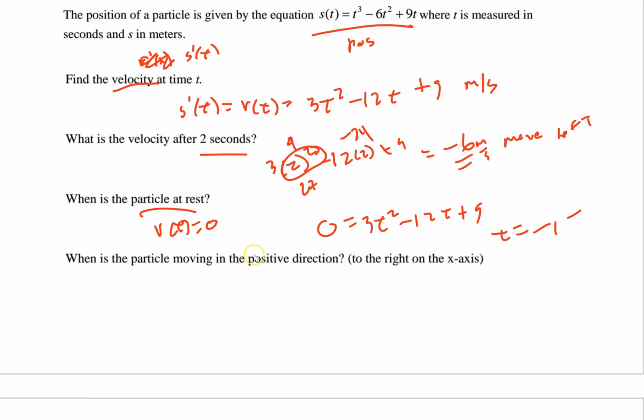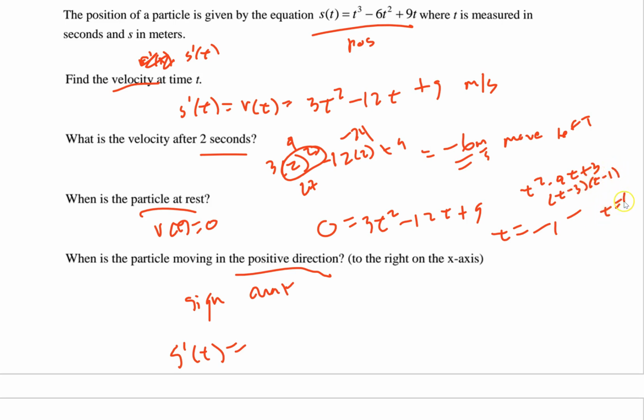When is the particle moving in a positive direction? This is a sign chart. So how do we get a sign chart? Well, we set the derivative equal to 0 like we always do, which we just did right here. Probably should have solved it now. Divide everything by 3, so that's t squared minus 4t plus 3. I'm going to get t minus 3 times t minus 1, so t equals 1 and 3. As I just showed you, if you set the derivative equal to 0, you get this, which you can factor and solve to get t equals 1 and 3.